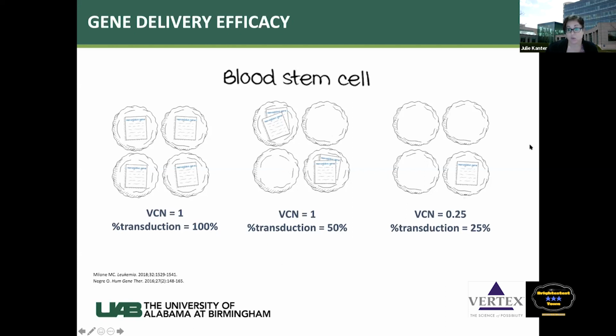In the case that we don't want to see, over here on the right, we see 3 stem cells that didn't get any letters at all. Only 1 stem cell got 1 copy. So now you have 1 copy per 4 cells. That gives us a vector copy number of 0.25 and a low transduction efficiency. That means that this individual won't make a lot of this new hemoglobin.